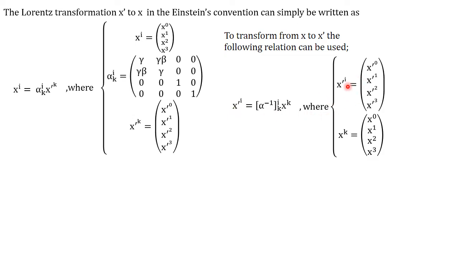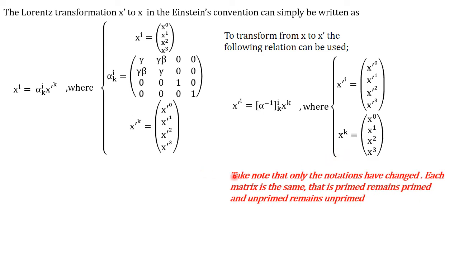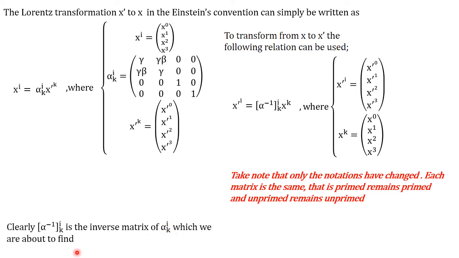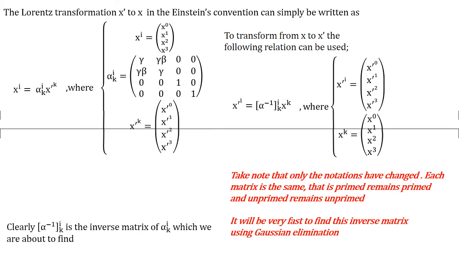So we know obviously that x prime i equals this, xk equals this. You can see the only difference is that this is in the K prime reference frame, this is in the K reference frame. Take note that only the notations have changed. Each matrix is the same. That is, primed remains primed and unprimed remains unprimed. So no matter if I put i or k, we have to take note that it's transforming from the unprimed to the primed. Clearly, alpha inverse ik is the inverse matrix of alpha ik, which we are about to find. It will be very fast to find this inverse matrix using Gaussian elimination.